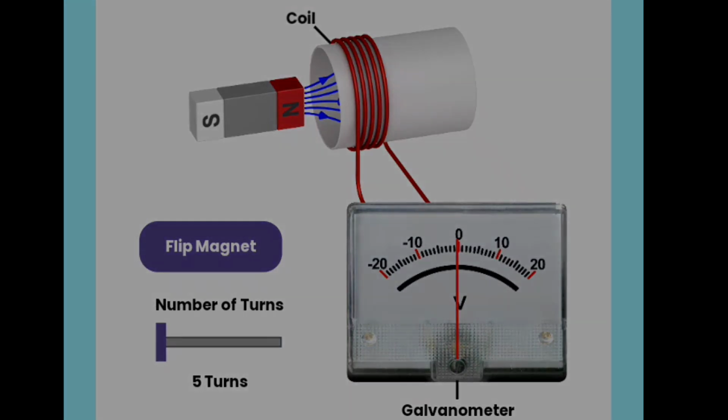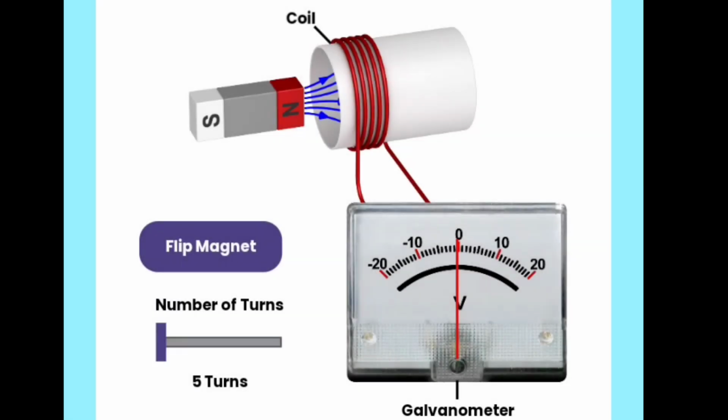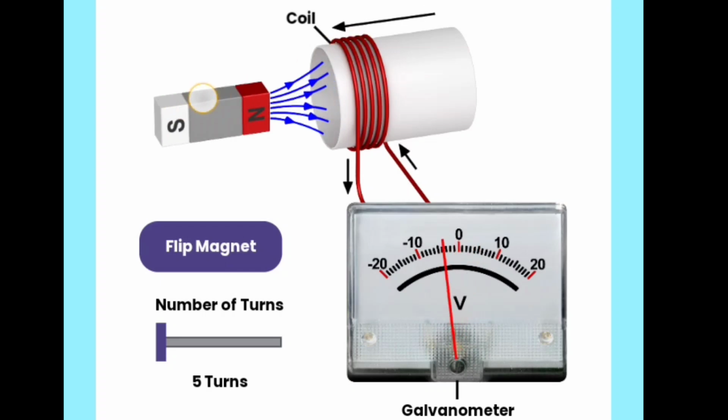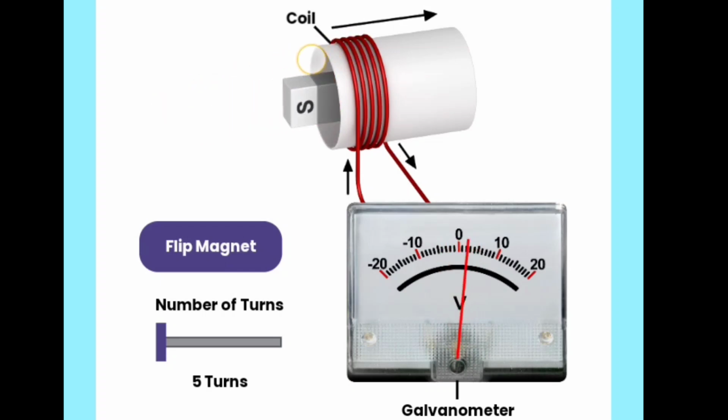Now, how to increase the deflection of the galvanometer? That is just by moving the bar magnet faster. You can clearly observe that there is an increase in the deflection of the galvanometer as you keep on moving the bar magnet close to the coil and away from the coil fast.